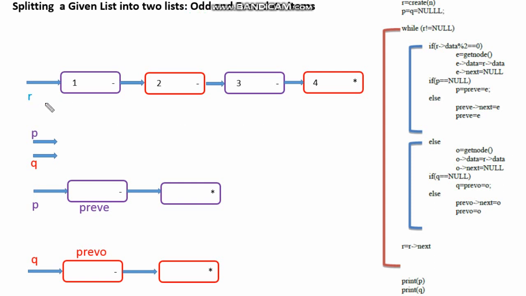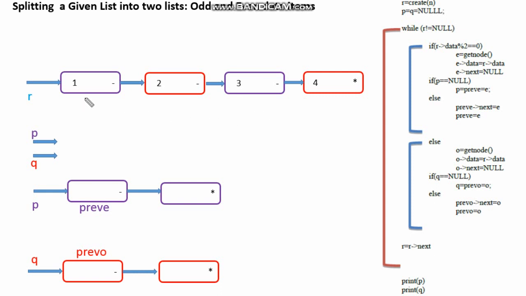So we have a given list, call it R. We have an algorithm here at the right. R equal to create n, which creates n number of nodes. Here we have 4. So we have all the odd items in one color, even items in another color. Of course, alternatively put, it doesn't matter, wherever they are, the algorithm works.